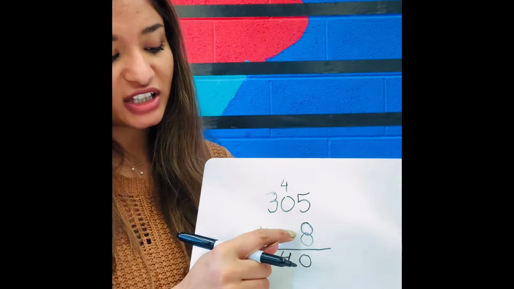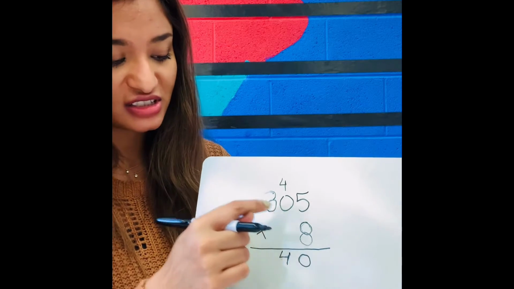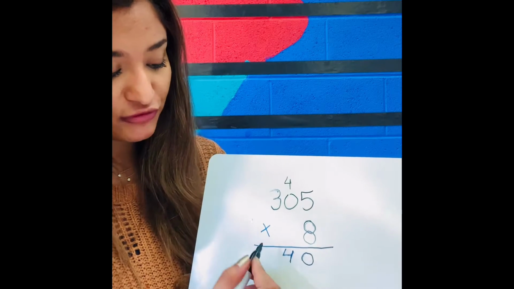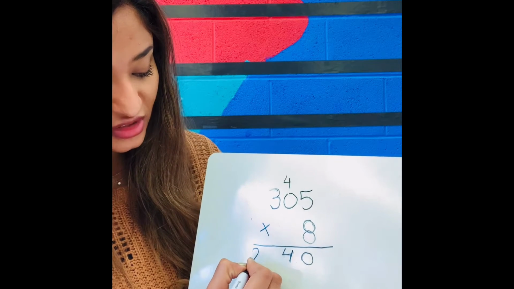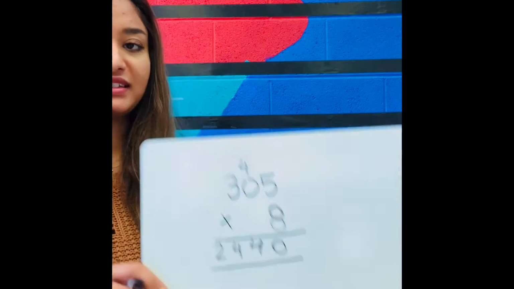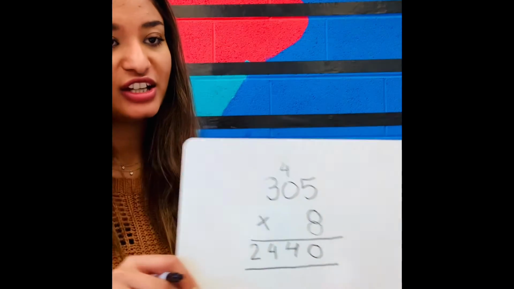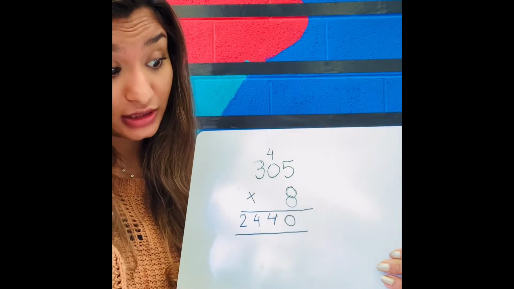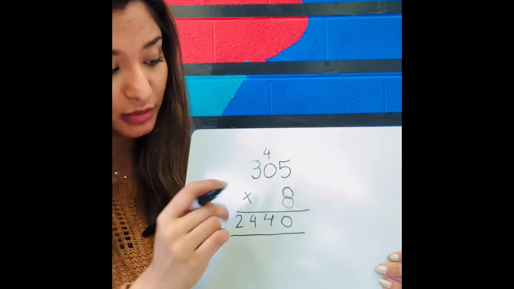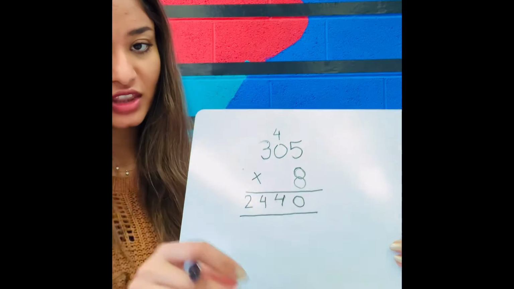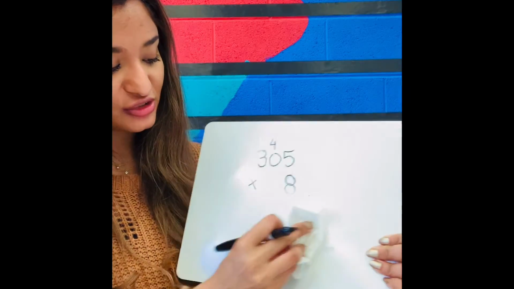Then I go ahead and multiply my 8 to my hundreds. So 8 times 3 gives me 24. So I write my 24 down, and that is my answer. Okay, so 2,440 is my answer when I multiply 305 by 8. Okay, let's go ahead and let's do questions from our workbook.